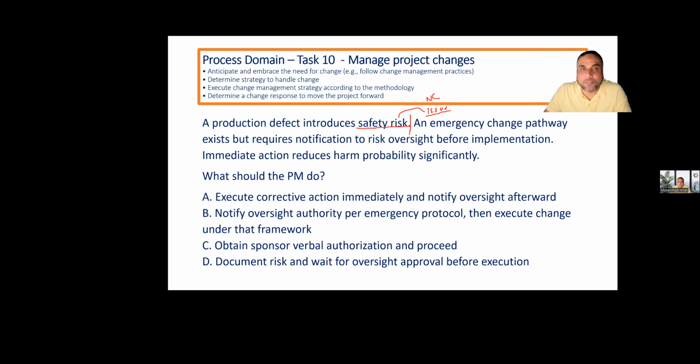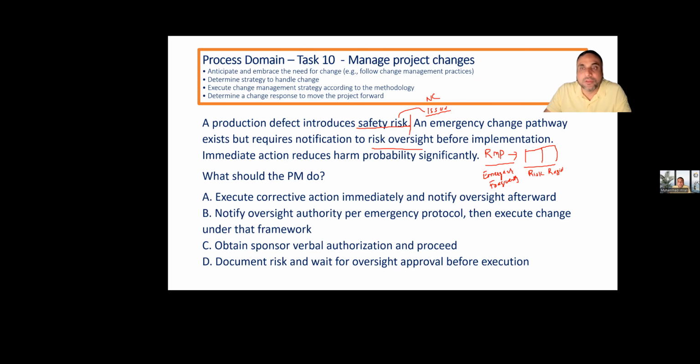An emergency change pathway exists, but requires notification to risk oversight before implementation. Surely, as per the risk management plan, we have defined the authority who can approve what type of responses, and we have already identified the risk responses in the document called the risk register. We have also identified in the risk management plan how we will handle emergent risk and how frequently we will review our strategy for past, present, and upcoming risk.